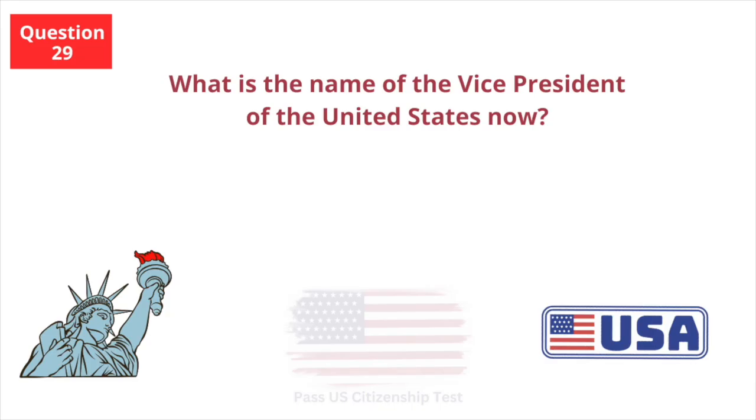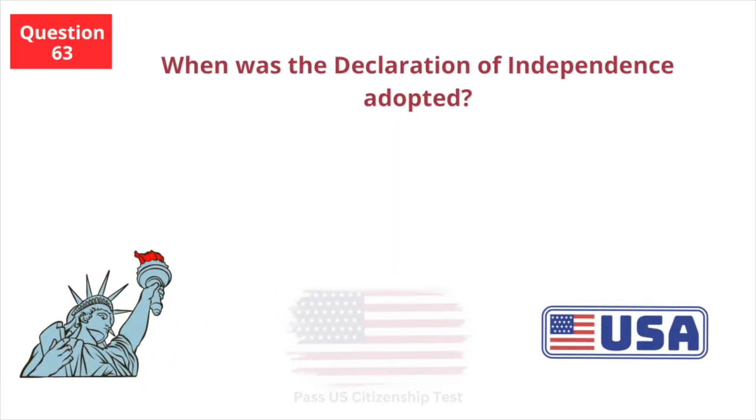What is the name of the Vice President of the United States now? J.D. Vance. When was the Declaration of Independence adopted? July 4, 1776.